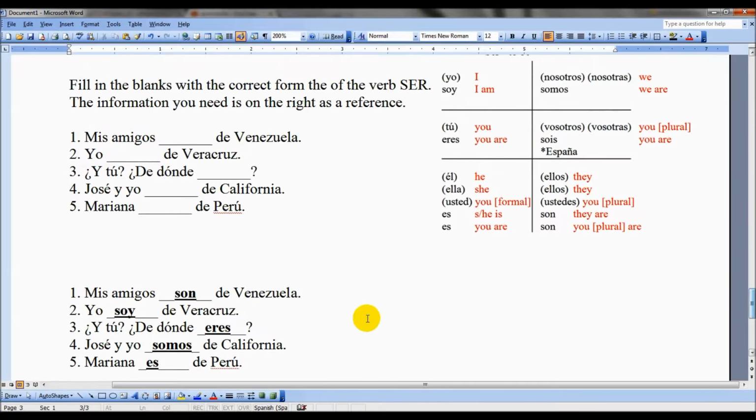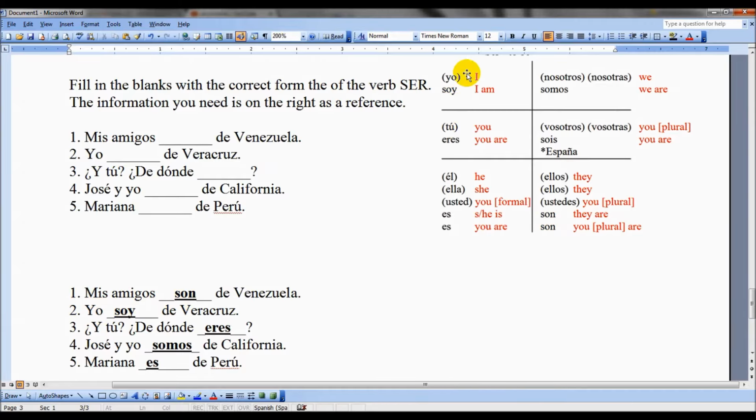So, can I see everything? Yes, I can. What you have to do here is kind of play a matching game, almost. So here's mis amigos, my friends. If I was talking about my friends, where would I find them on this chart over here? It's not me, it's not you, it's not a him or a her or a you formal, it's not us. I told you it wasn't any of these ones. So you know it's they, because I'm talking about them, right? I'm talking about my friends. So if I want to say they are, I'm going to use son. That's how I got that son in that blank.